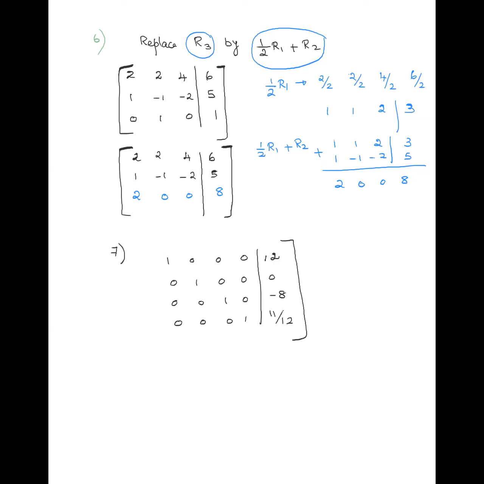So you can take whatever the variables, you can say this is x, y, z, and w, or x, y, whatever. So from this one, we get x equals 12. From the second one, y is 0. Z is -8. And then w is 11 over 12. So we can write the solution now: 12, 0, -8, 11 over 12.